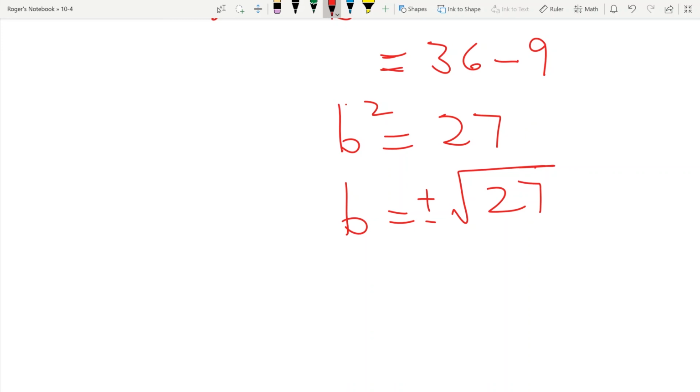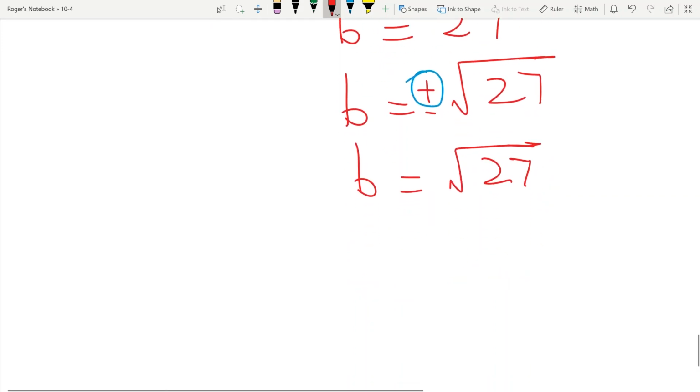However, we are dealing with a triangle, aren't we? Triangles have sides which are always positive because we're measuring lengths. Lengths are not negative. So we reject the negative root and we only deal with the positive root. So b is equal to the square root of 27. The principal square root of 27 here is what we're after.